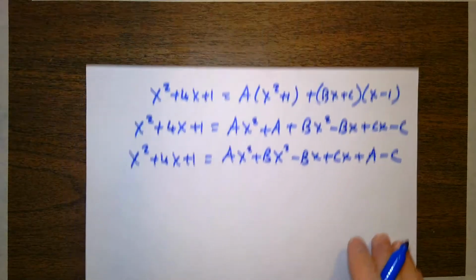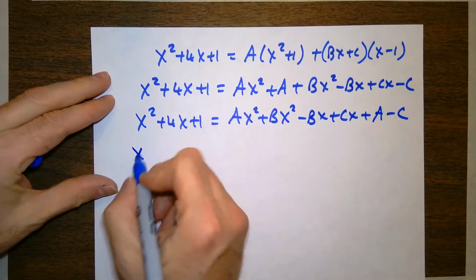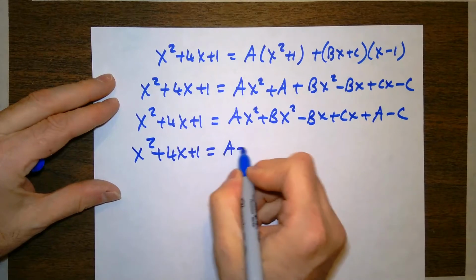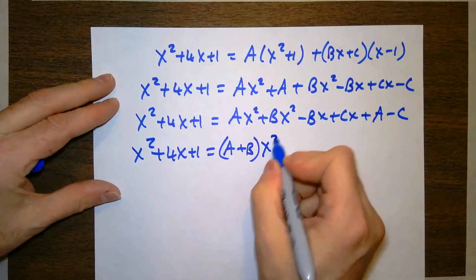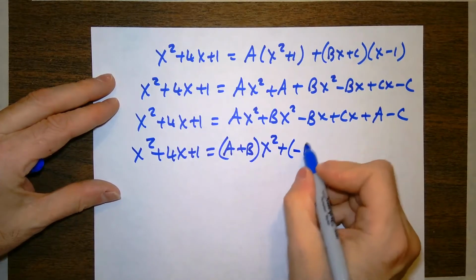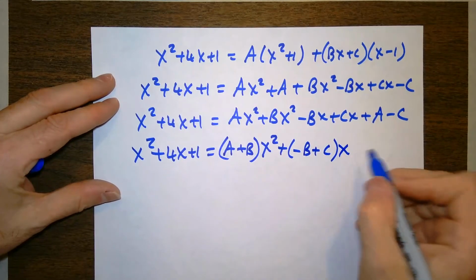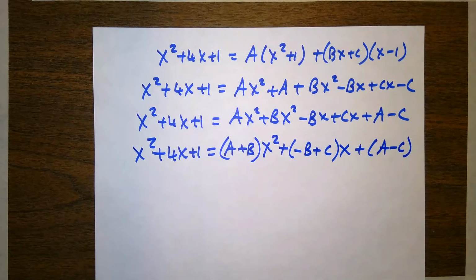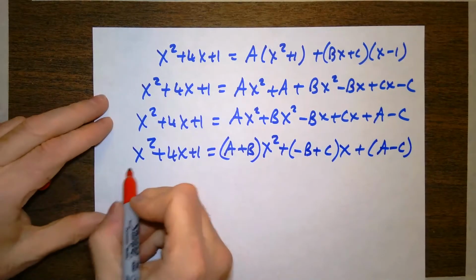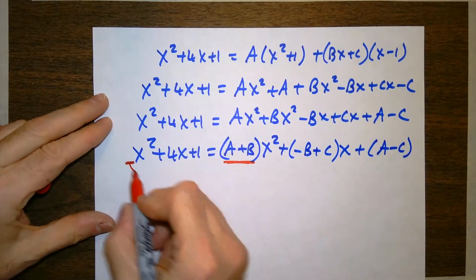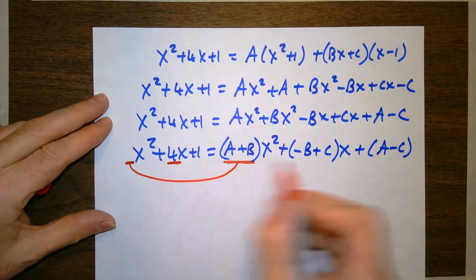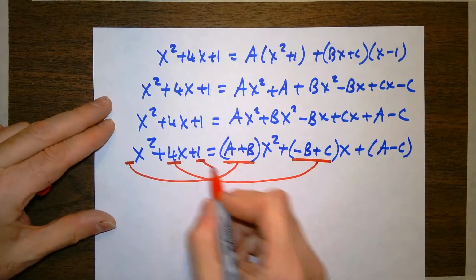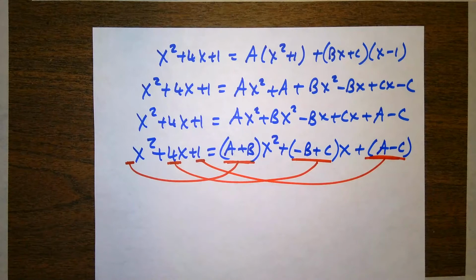Let's factor so we can see what my coefficients are going to be. X squared plus 4x plus 1 equals a plus b, that's the coefficient of my x squared, plus negative b plus c, that's the coefficient of my x, plus a minus c, that's going to be my constant. So matching it up, 1 and a plus b. 4 and negative b plus c. 1 and a minus c.